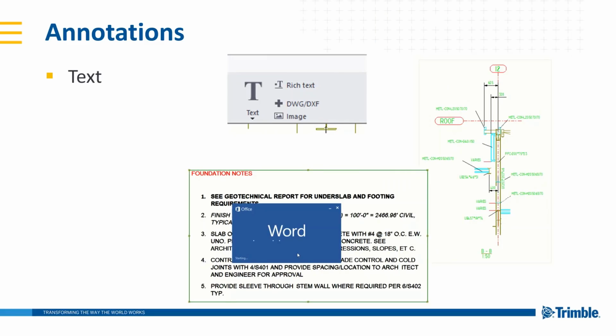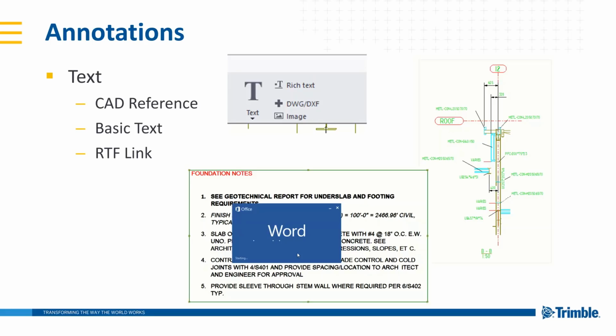Next up is text. There are a number of different ways that text can be shown in a 2D drawing in Tekla Structures. The first, perhaps one of the most common, is using a CAD reference. I know a lot of us have historically used big CAD files as our general notes sheets or for sheet notes and things of that nature, and that's still definitely an option.